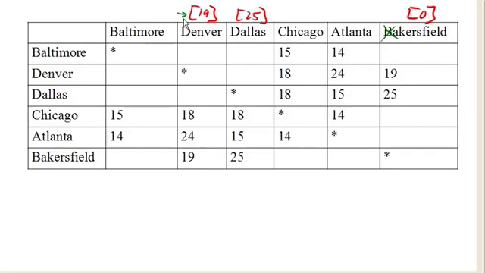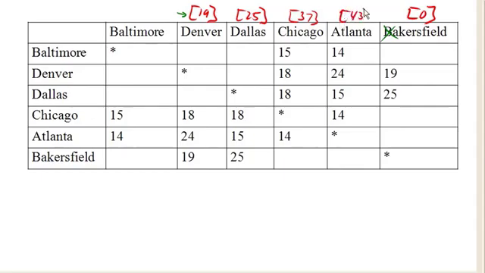So from Denver, we work backwards again. So from Denver, we could go 18 additional hours to Chicago, and so 19 hours plus another 18 hours would be 37 hours to Chicago. Or from Denver, we could go to Atlanta, and 19 plus 24 hours would be 43 hours to Atlanta.